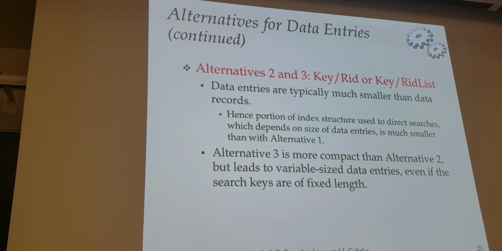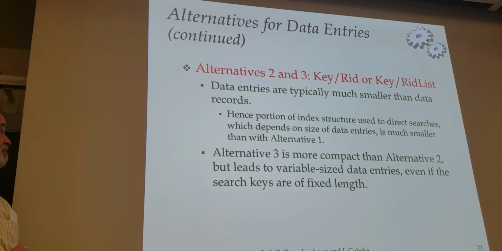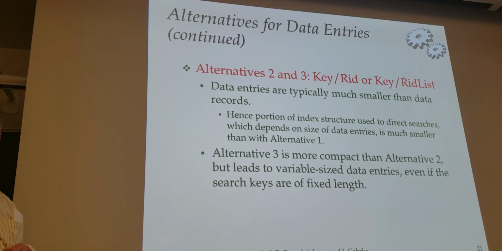Okay. Almost done with the lecture in 2 minutes. Alternative 2 and alternative 3 are variations of each other. If you're just having data entries with either the RID or the RID list, the data entries are much smaller than the records, so you can avoid this terrible large fan out at the level above the leaves. Alternative 3 is more compact than alternative 2, but because it is variable size, it's a little messier to deal with. So you have less space with alternative 3, because you only have to have the search key once, even if there are a lot of RIDs, but it's a little more of a nuisance to manage.